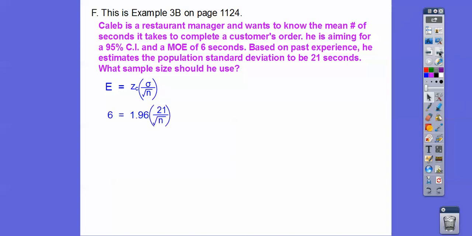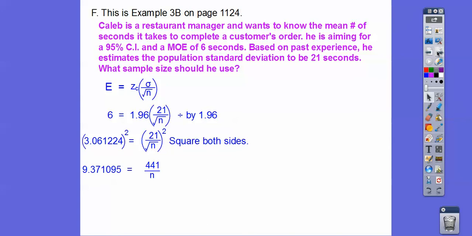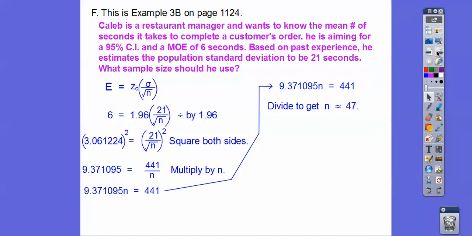Okay, all right, I'm going to divide both sides by 1.96, and then square both sides because we still have a radical. We've got to get rid of that n inside the radical, so we got to square both sides. So square 21, or 21 squared, is 441, and then square the square root of n, and we get n. And so we get that. So we're going to cross multiply, and we get this right there. And then we're going to take that up there and divide, and we get about 47.